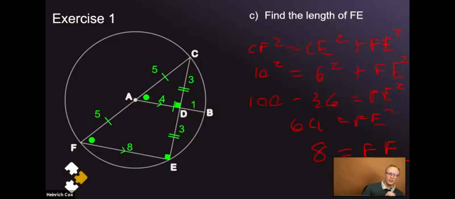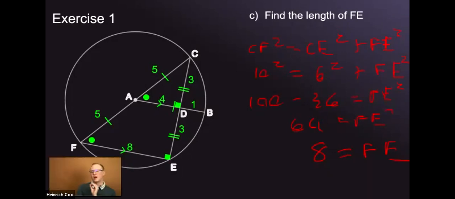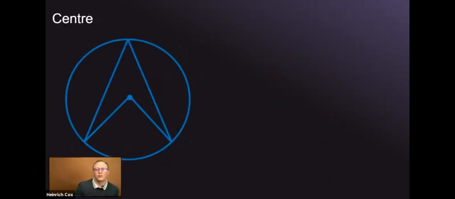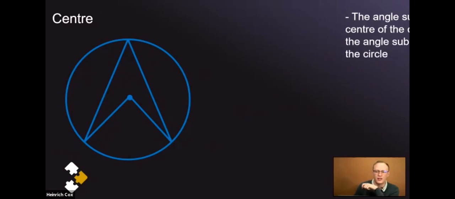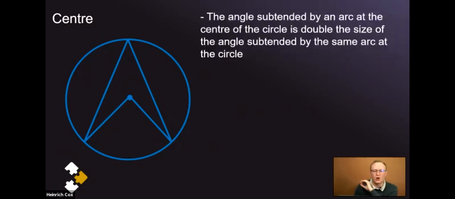We can now continue and look through some of the other theorems that we would like to use in Euclidean geometry. The next thing for Dr. Cape Town is the 3 C's. The first C we said was going to be for the angle at the center. So the angle subtended by the arc at the center of the circle is double the size of the angle subtended by the same arc at the circumference of the circle. So what does that mean?